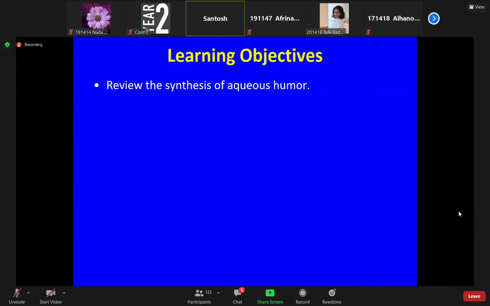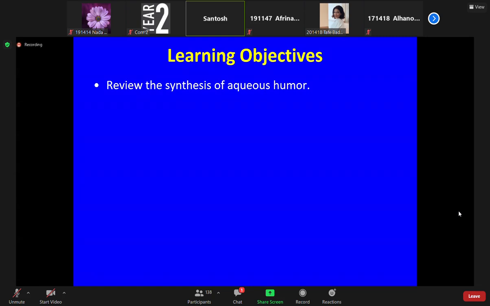Our learning objectives today: first is to review the synthesis of aqueous humor, because as you know, whenever we talk about pharmacology, we always review physiology and a little bit of relevant anatomy, so as to know where these drugs are going to work. We need to know our targets and how they are going to produce their effects. So again, we need to understand the physiology.